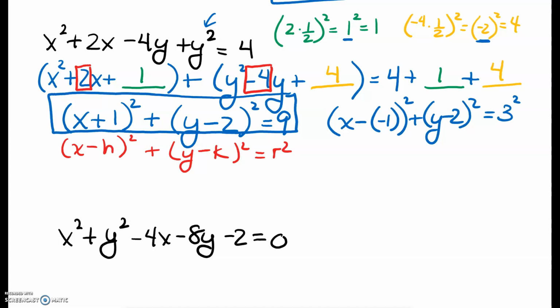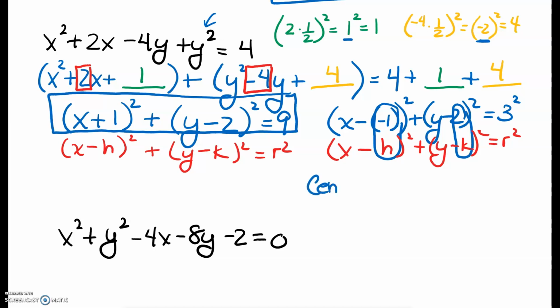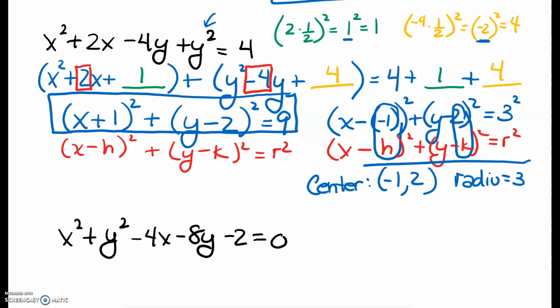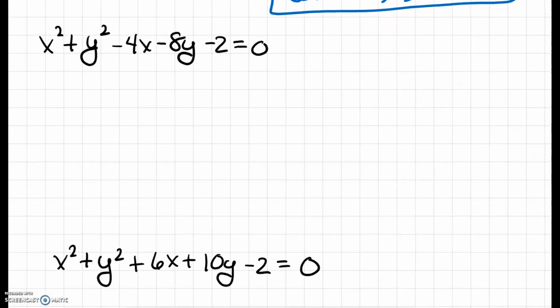3 squared is 9. So when I compare that to my standard generic equation, I can see that h is negative 1, k is 2, and r is 3. So my center is negative 1, 2, and my radius is 3. Okay, let's move on to the next one.